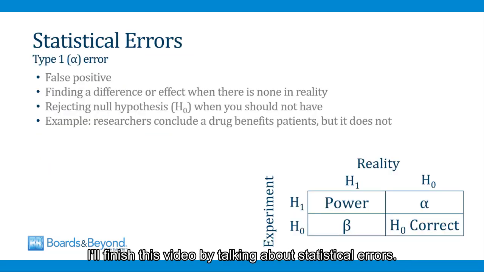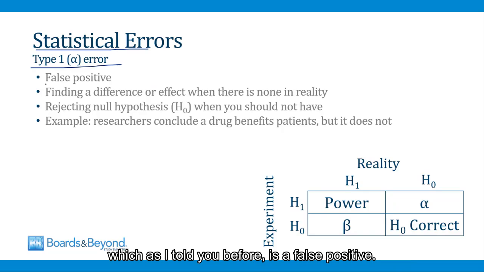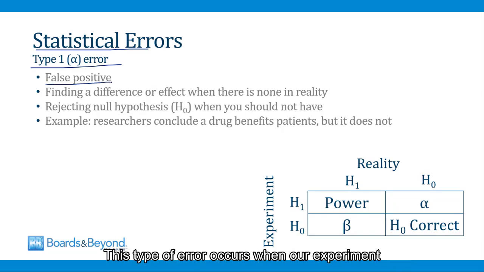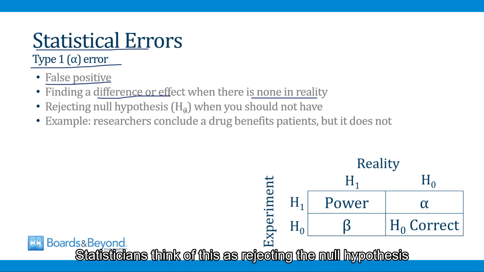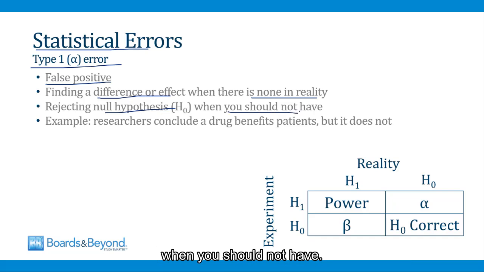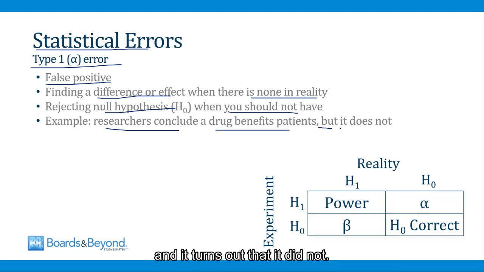I'll finish this video by talking about statistical errors, and we'll start by talking about a type 1 or alpha error, which, as I told you before, is a false positive. This type of error occurs when our experiment finds a difference or an effect, but there is none in reality. Statisticians think of this as rejecting the null hypothesis when you should not have. And so an example of a type 1 error might be where researchers conclude a drug benefits patients, but later evidence emerges and it turns out that it did not.